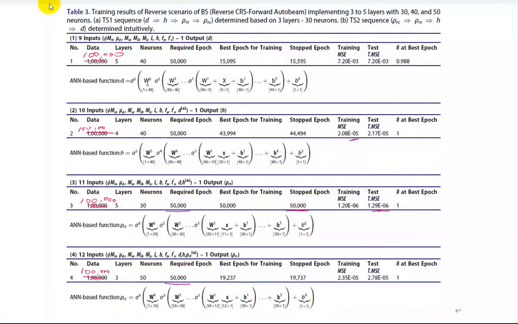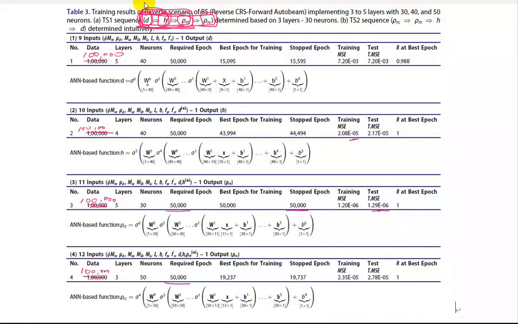One of the important things here is the sequence of your training outputs. Here we train D and H and ROLT and ROLC right here. Now the sequence of training outputs is very important in these trainings. Like you see over here, when you train D first, the D is used here to train H, and after you train H, D and H are used here to train ROLT, and after you train ROLT, all these three parameters are also used as input parameters to train ROLC.